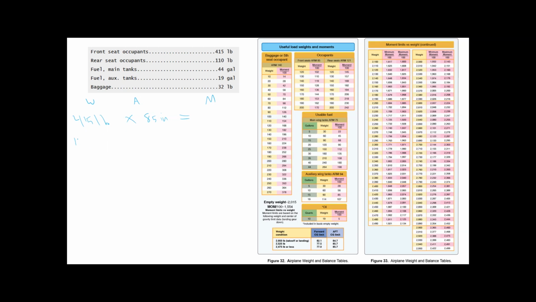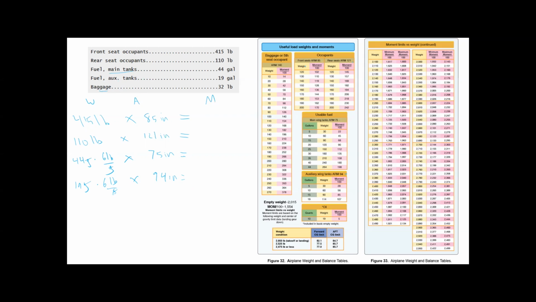Our rear seat occupants are 110 pounds times our rear seat arm, which is 121 inches equals some moment. Our fuel in the main tanks is 44 gallons. And remember, 44 gallons times 6 pounds per gallon, the gallons will drop out, times our main wing tank arm, which is 75 inches, some moment. And then fuel in the auxiliary tanks is 19 gallons times 6 pounds per gallon. Our gallons will drop out, times our auxiliary tank arm, which is 94 inches, some moment.